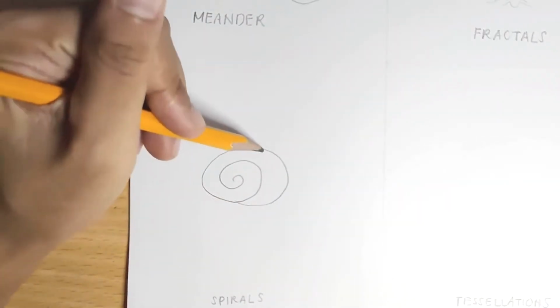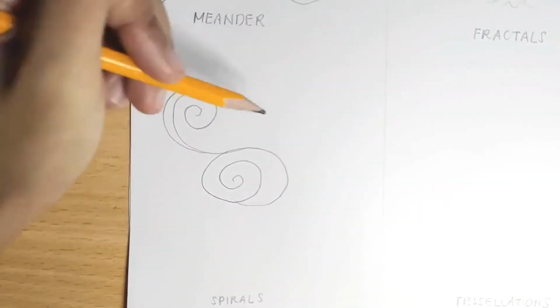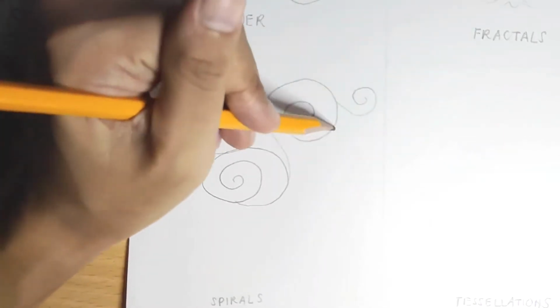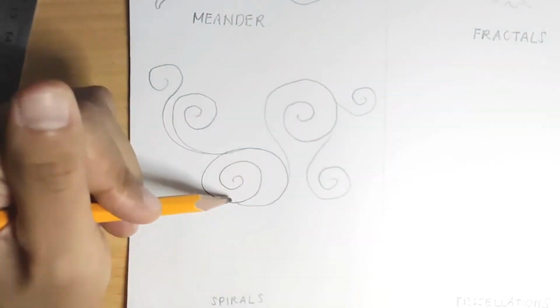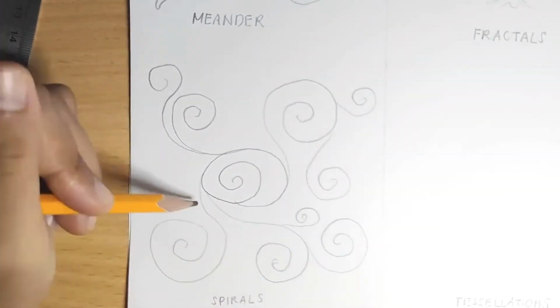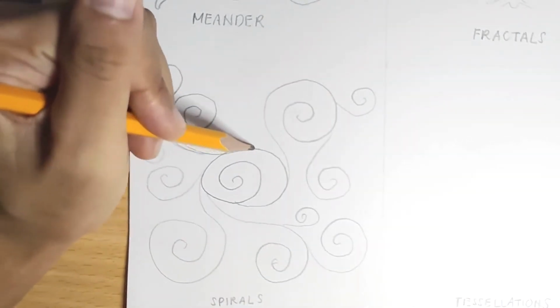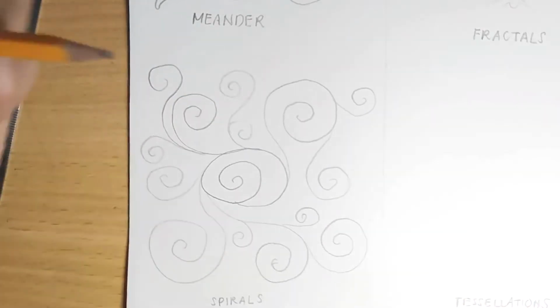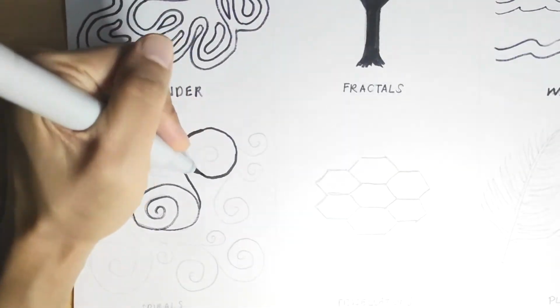The next pattern is not new to us. Spirals can depict a lot of things from nature. It can be as big as the galaxy or as small as a curled millipede. Spirals can also be used to make fractal patterns, which can give you interesting results.